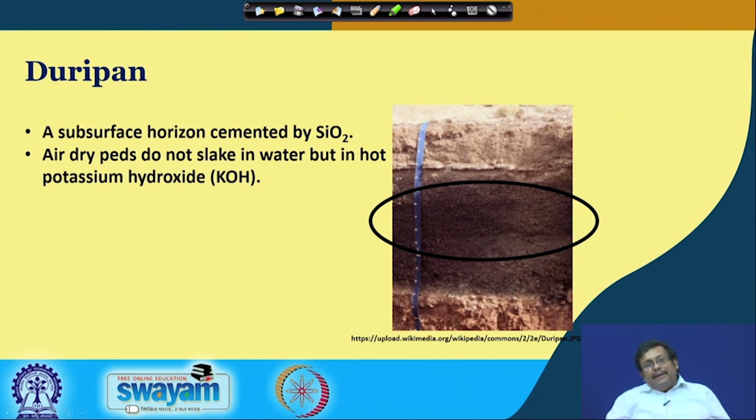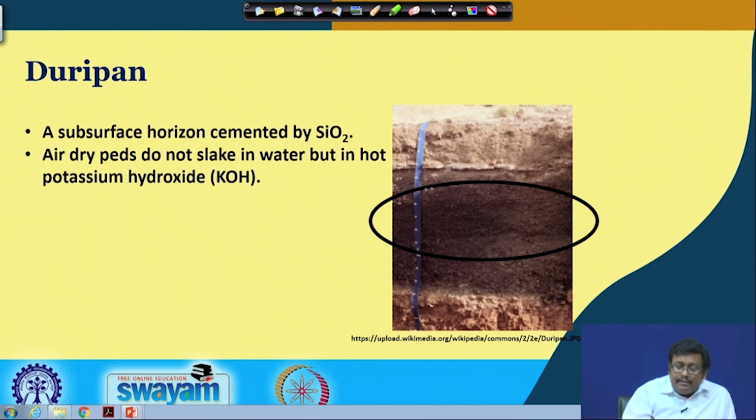The next is called Duripan. Duripan is again a subsurface horizon which is cemented by silica, and it is air dried soil which basically does not slake in water, but slakes in hot potassium hydroxide. So, you will see that this is Duripan and these are highly cemented by silica, and these are very dry and they do not slake in water, but they can be slaked in contact with potassium hydroxide.